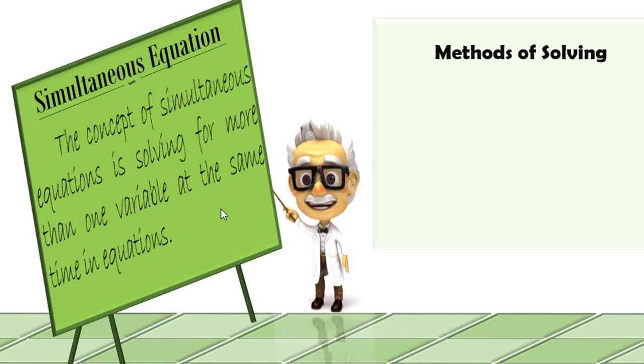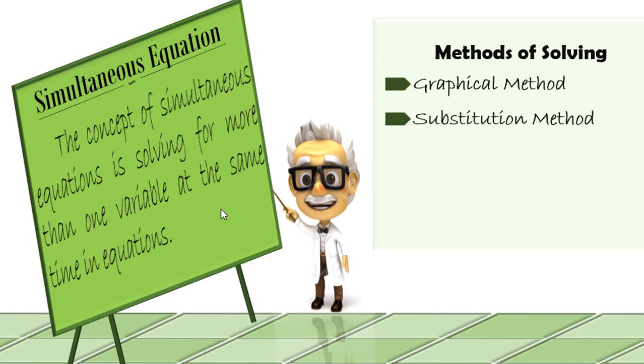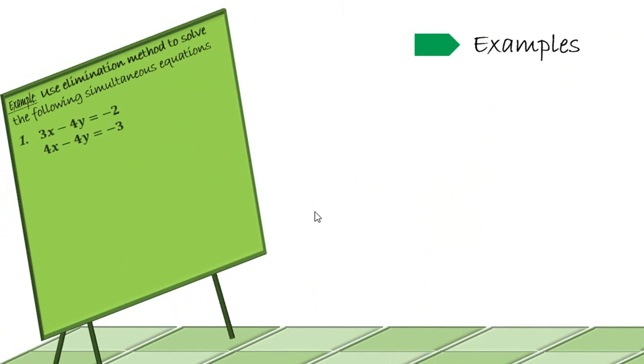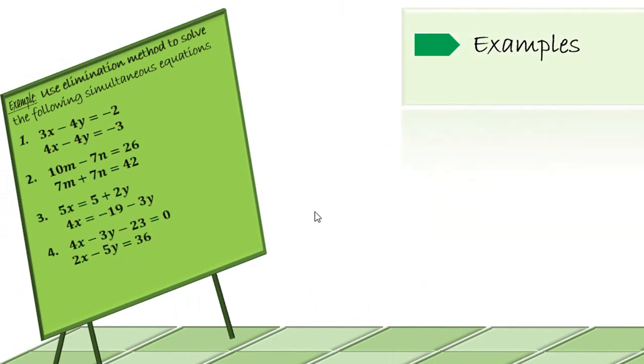The methods used are the graphical method, the substitution method, and the third method is the elimination method. Alright? Use a graph, use substitution, and use elimination. But in this course, we're just going to be using the elimination method to solve these four examples, right?